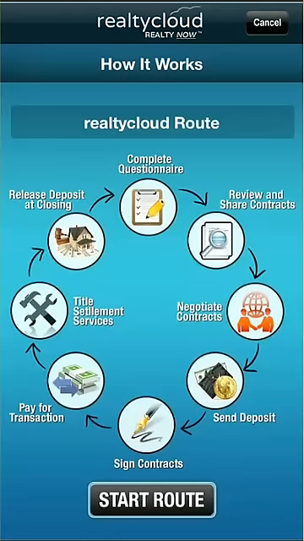So this is the Realty Cloud route, which provides the process for the entire property transaction. From the time that I complete the questionnaire and create the offer, which we're showing here, review and share the contracts, negotiate the contract, send a deposit through mobile check deposit, sign the contracts, pay for the transaction, title and settlement services are integrated, and then releasing the deposit at closing.